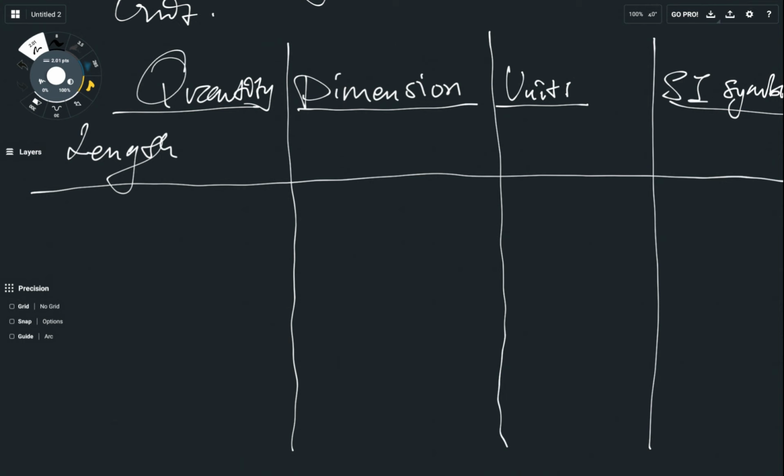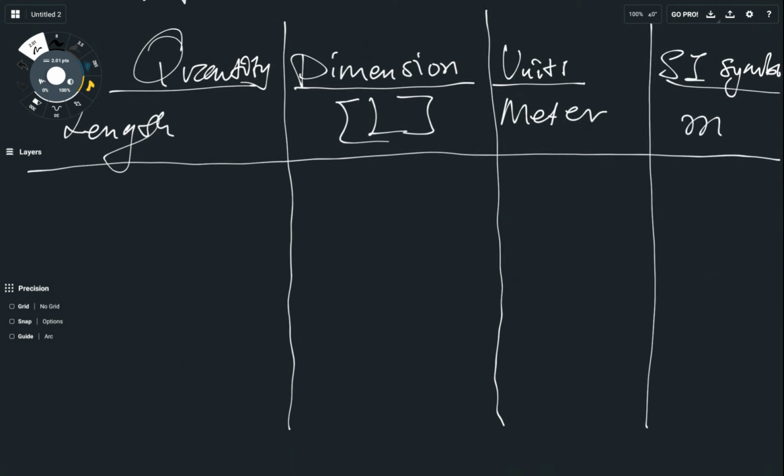Whatever they will have in between will be the length. The dimensions of length is simply a capital L enclosed in square brackets. And what are the units? The units are what we call the meters. This is quite simple for everybody. Now the SI symbol is simply just a small letter m.